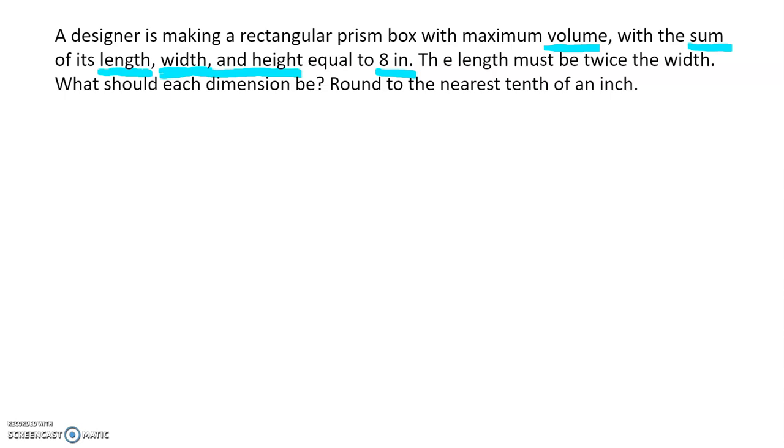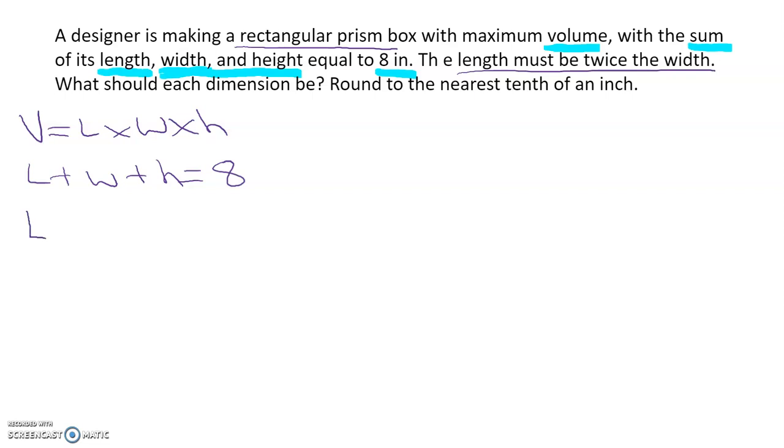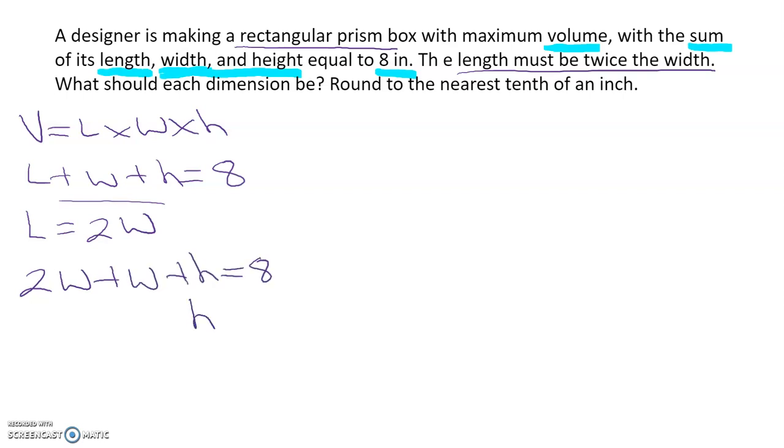It doesn't seem like much information, but because we know it's a rectangular prism, we know that volume equals length times width times h, and we've been given some information about those dimensions. So we know that length plus width plus h equals 8. We also know that the length has to be twice the width, so length has to equal 2 times w. So if we put that back into this equation up here, we get 2w plus w plus h equals 8. So therefore h equals 8 minus 3w.